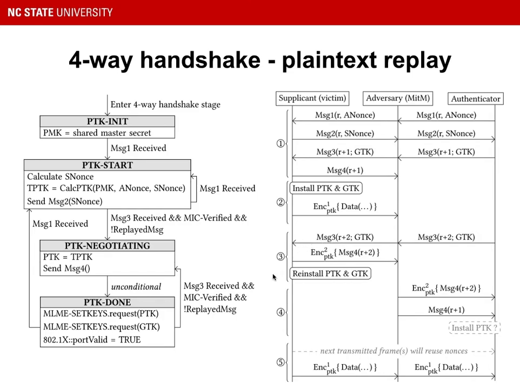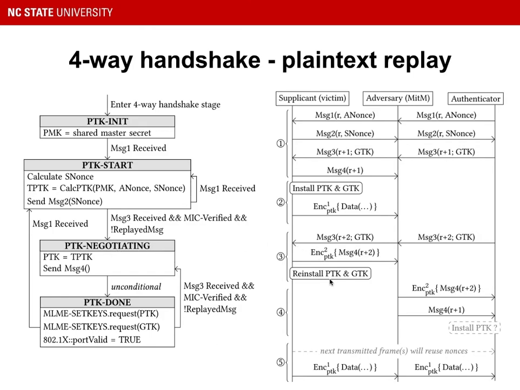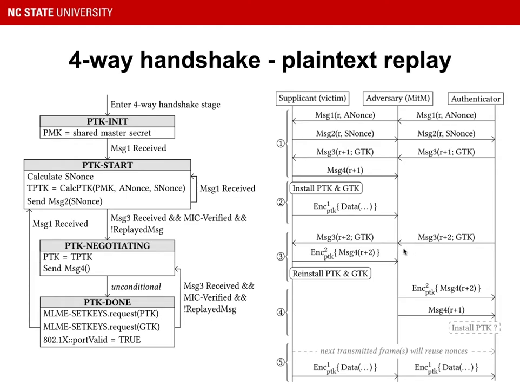Once again, back to the state machine, even after successful installation of the PTK and GTK, the client is still actively listening for message 3. So upon the receipt of message 3, the client will just follow this route, go back to the previous state, and reinstall the PTK and the GTK again. So this forced reinstallation of the key leads to nonce reuse, and from that the security of the handshake got compromised.